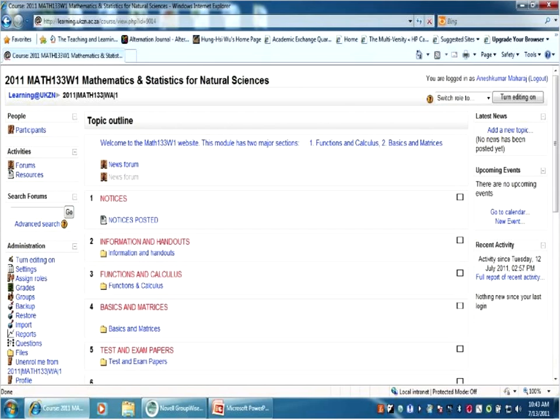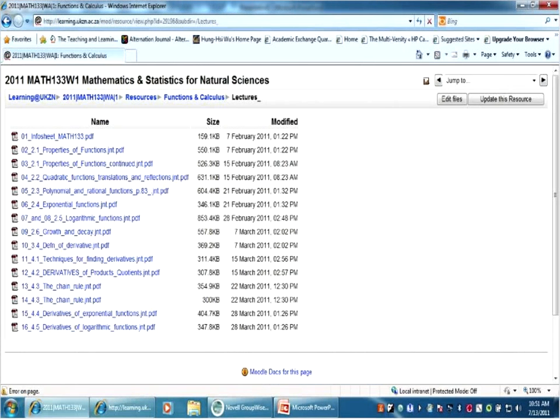Now, on the left-hand side, you've got administration, and there are a number of functions. I will deal with some of those functions later on. I'm going to concentrate on the parts numbered 1 to 5, notices right through tests and exam papers.